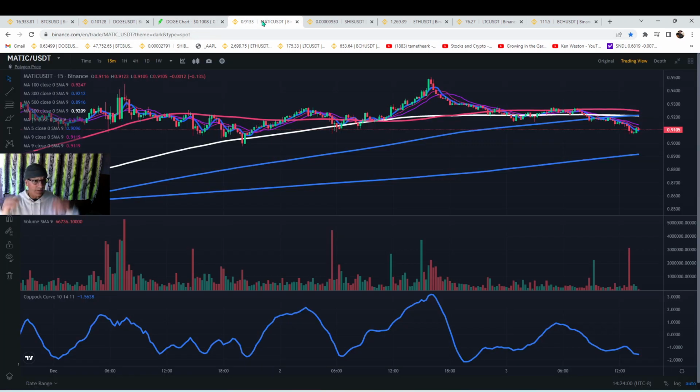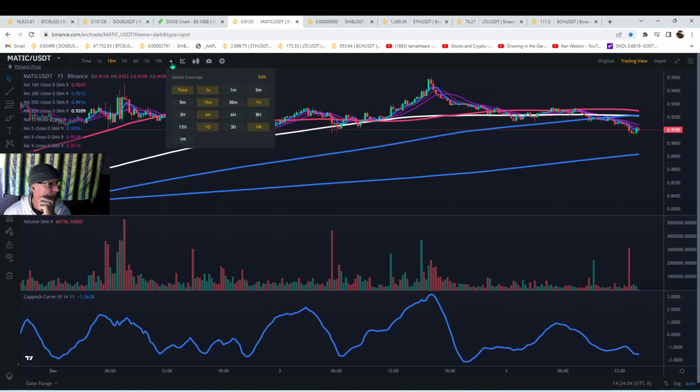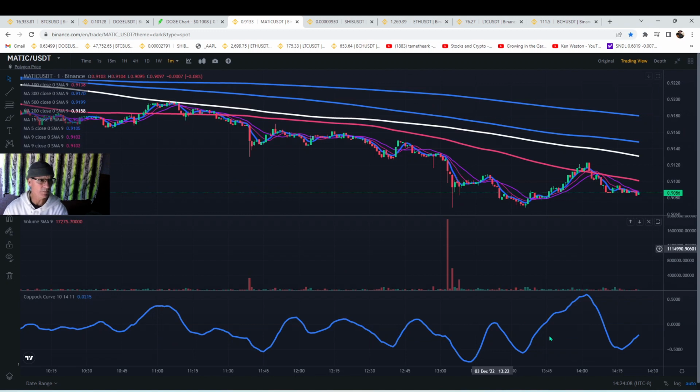And then on Matic, we see that's on the 15. Let's go down to the 1 minute. On the 1 minute, there's your peak. This one came up to 0.5. I don't know how these things run, but in here that's 0 and that's 0.5. And then it pulled back.